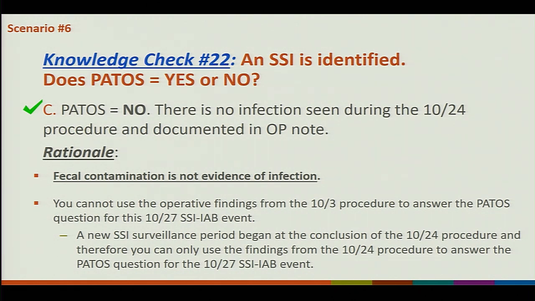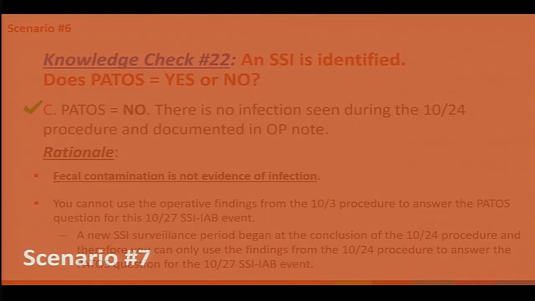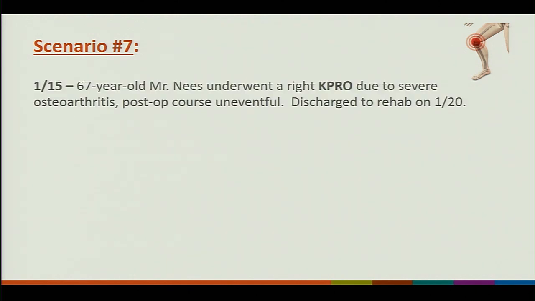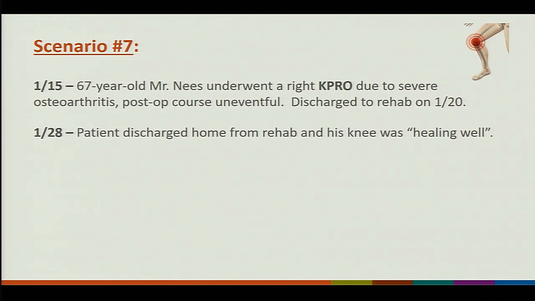All right, so let's move into our last knowledge check scenario. On 1/15, a 67-year-old man, Mr. Knees, underwent a right CAPRO due to severe osteoarthritis. His post-op course was uneventful. He was discharged to rehab on 1/20. Now, on 1/28, the patient was discharged home from rehab, and his knee appeared to be doing pretty well.